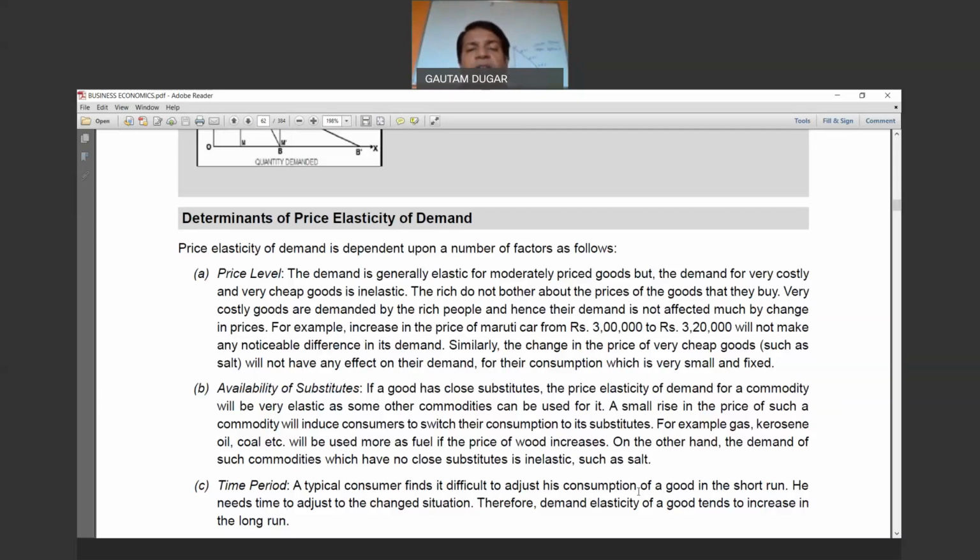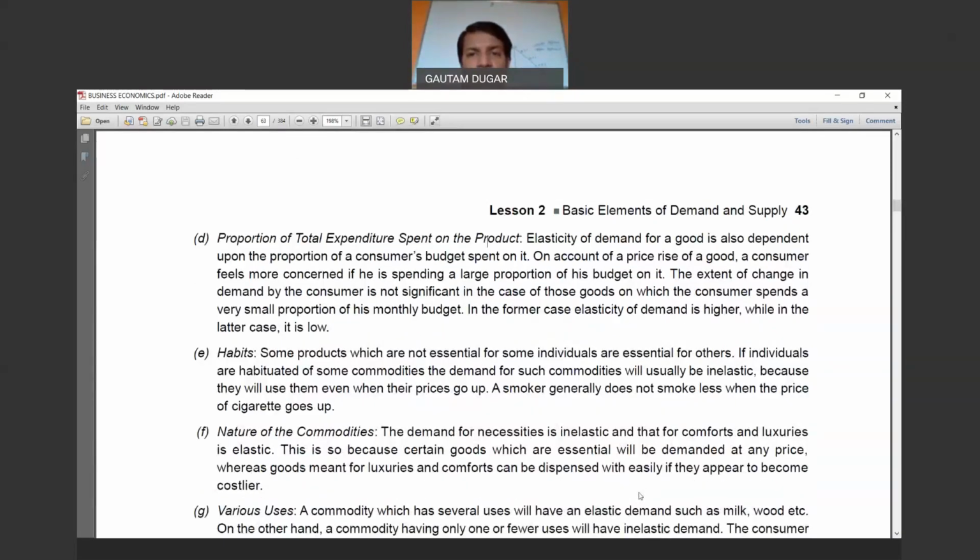Proportion of total expenditure spent on the product. That is, out of our total budget, our total income, how much percent we are spending on the commodity. If that commodity consumes only a very small portion of our budget, the demand would generally be inelastic. It will not make a difference. It will not impact our budget. However, if the commodity consumes a greater portion of our budget, the demand would be elastic.